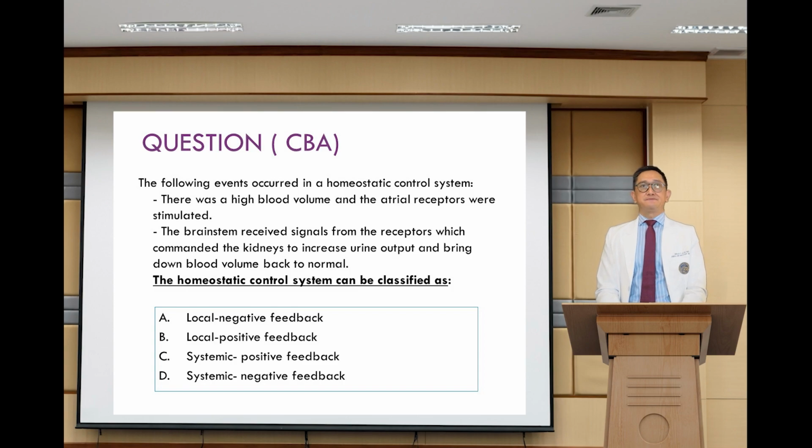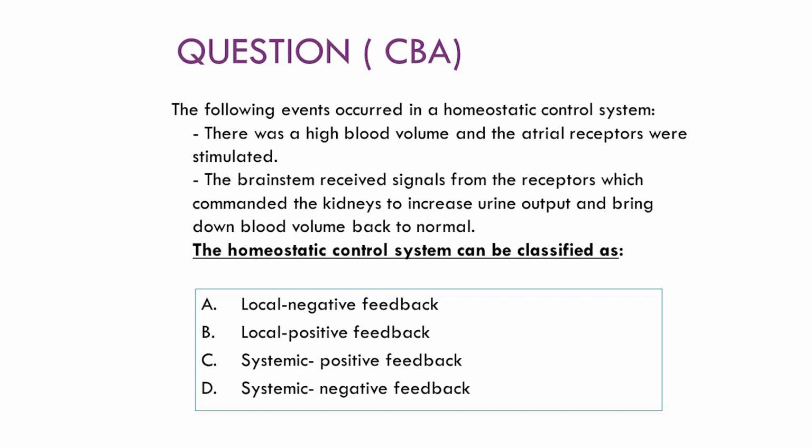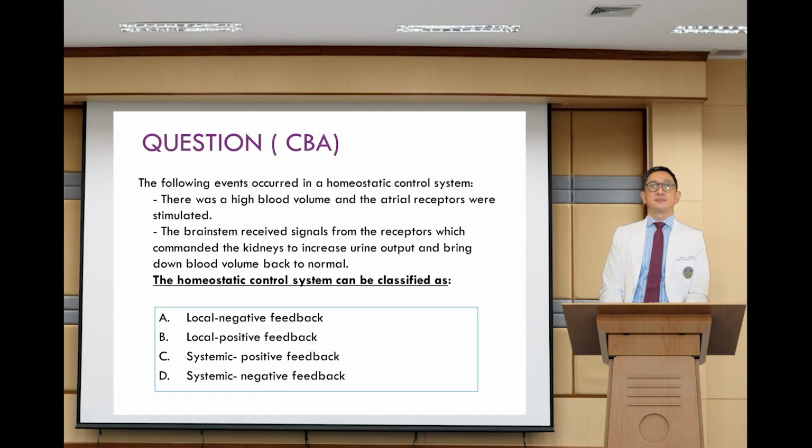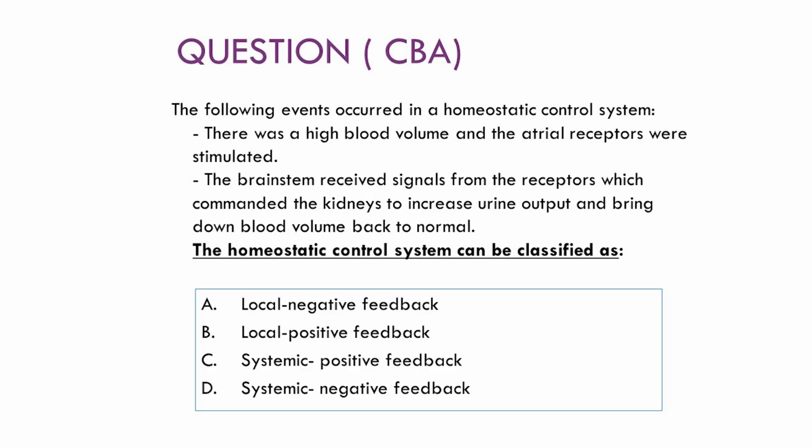So going back to the question, what will be your answer? Yes, correct. I think there will be Michelle in the class. So Michelle, you are correct. Whoever you are, I hope to meet you soon. So the answer is letter D, systemic negative feedback. Systemic because it goes a long way, travels to the brain and to the kidneys. And negative because of the opposite direction of your stimulus and your response.